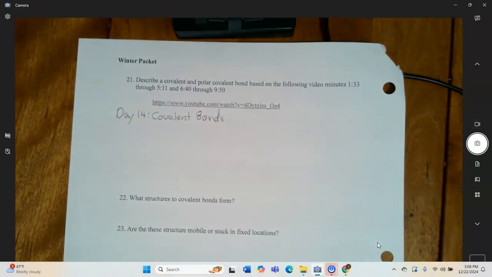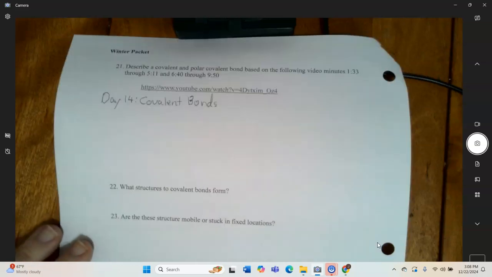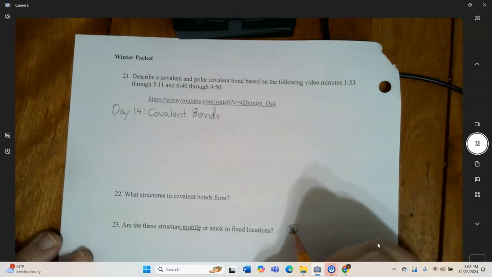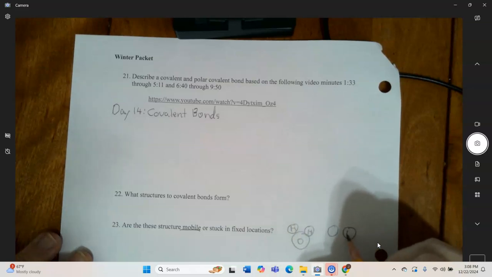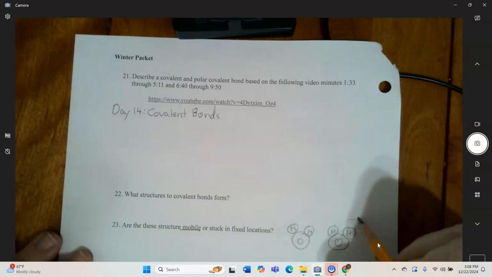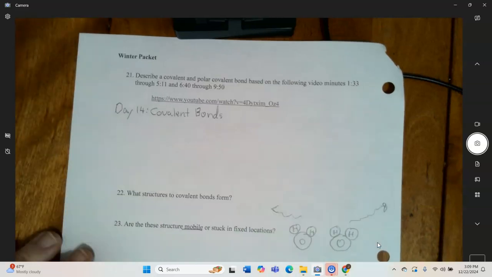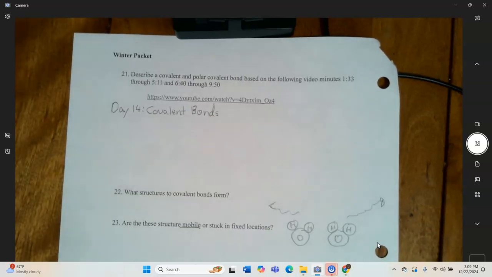I'll tell you that right now. They form molecules. Molecules are independent structures. And are these structures mobile or stuck in fixed locations? They are mobile. Okay? So if you have 2 water molecules, look like Mickey Mouse. And if you boil the water, one of them can float off in this direction and one of them can float off in that direction. They are independent structures, unlike formula units or unit cells.